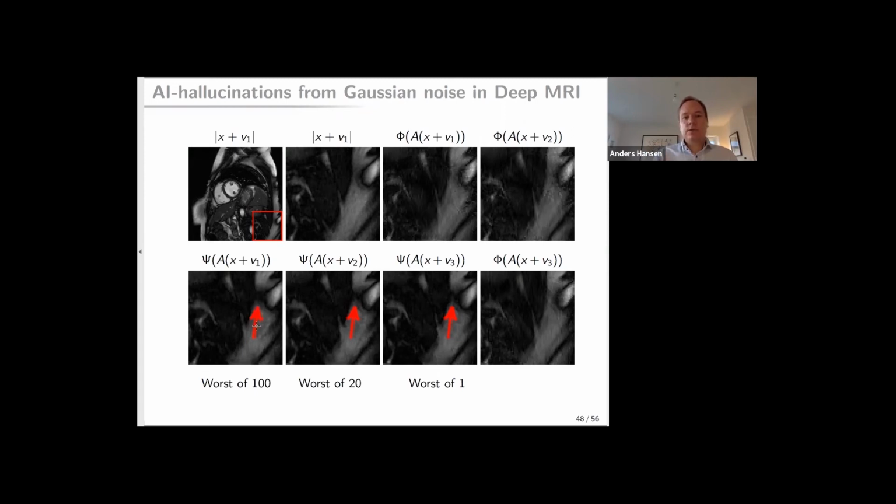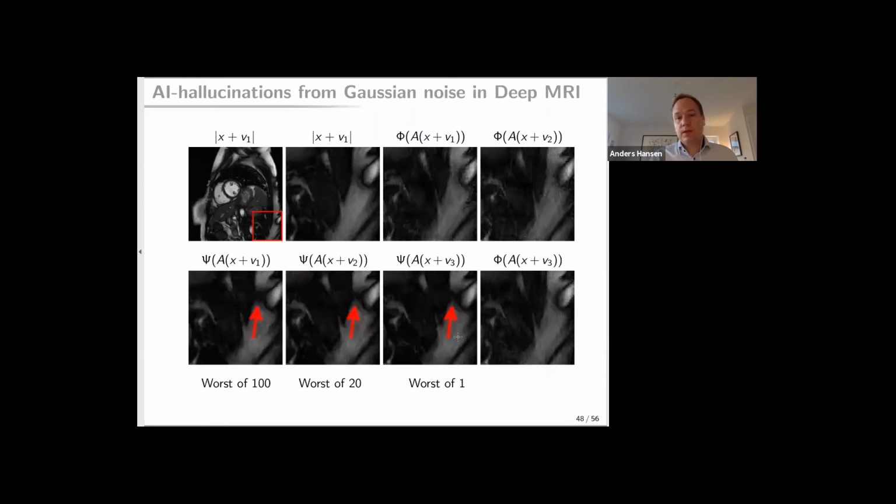And here's what you can see. You can see the red arrow points here. And this is an AI-generated hallucination. There's nothing here. There's nothing wrong with this patient. This is a false positive. And you get the same one. V2 is the worst out of 20 draws.